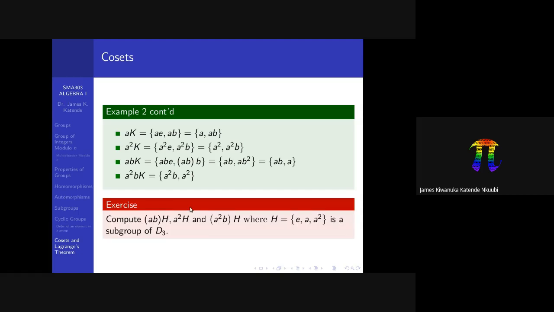Okay. So now you have an exercise here. You compute the remaining left cosets of H, I think the ones we didn't compute in the first example. You can now compute them. You'll do this in your own time. But you can note it down.